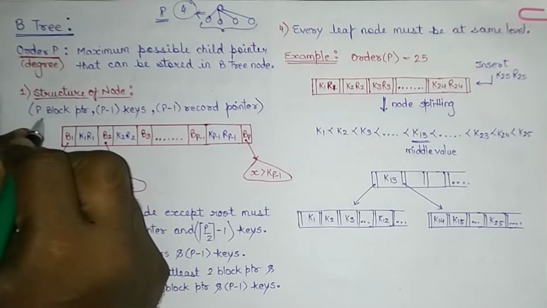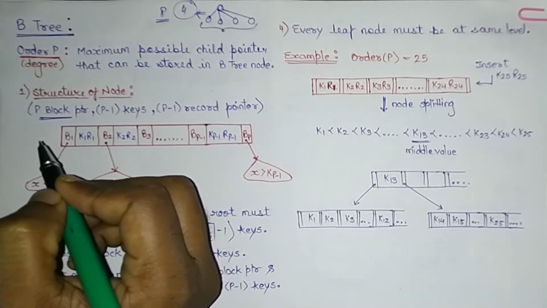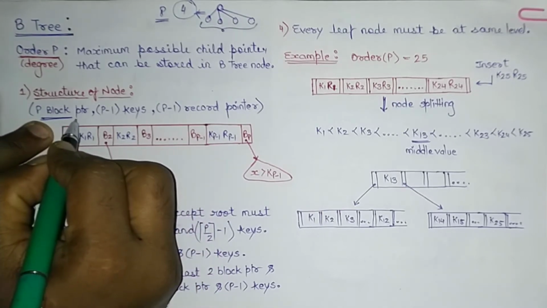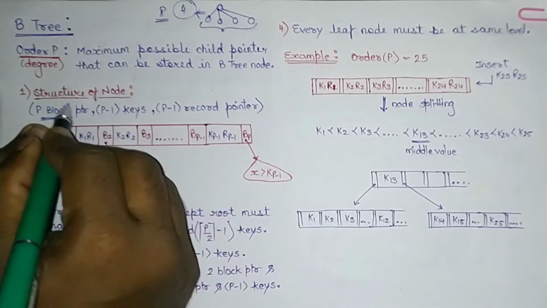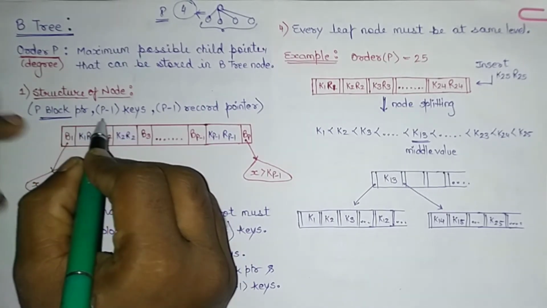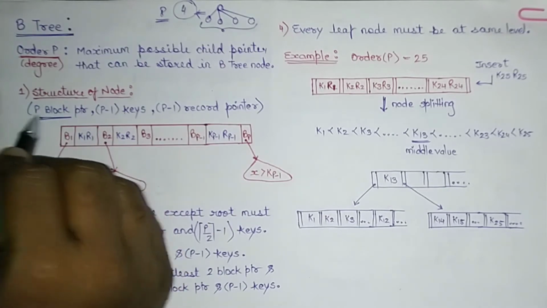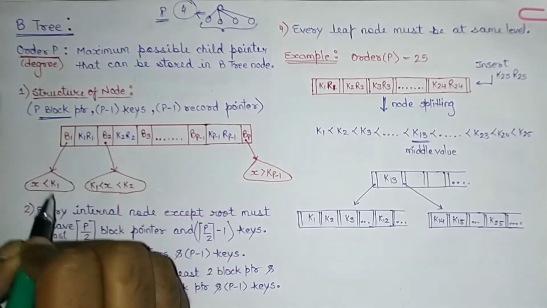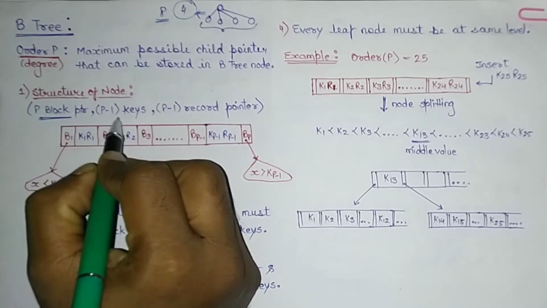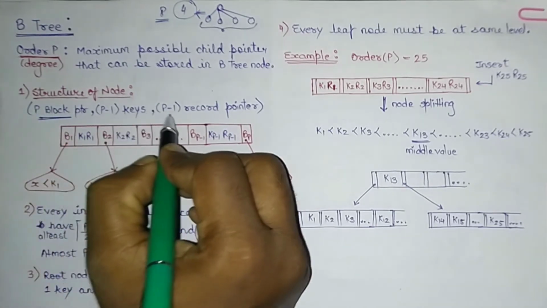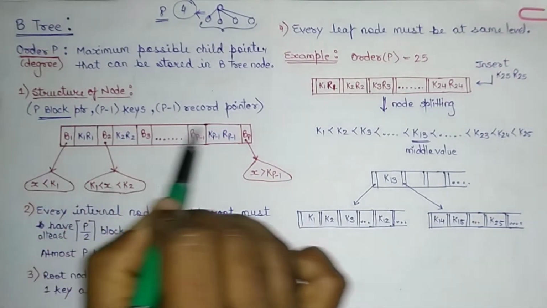We will be having P block pointers. This P is nothing but the degree, so do not get confused with it. P block pointers and one less keys, that means P minus 1 keys. Whatever number of block pointers we have, one less than that will be the keys. So if there are P block pointers, then there will be P minus 1 keys and P minus 1 record pointers. How will it look? This will be the structure.